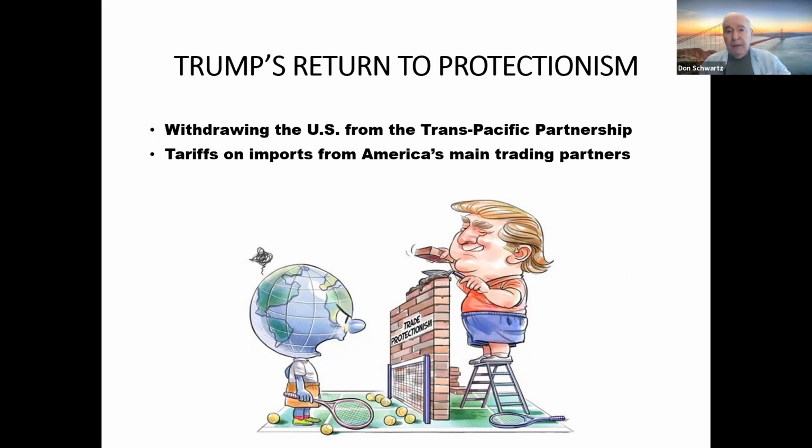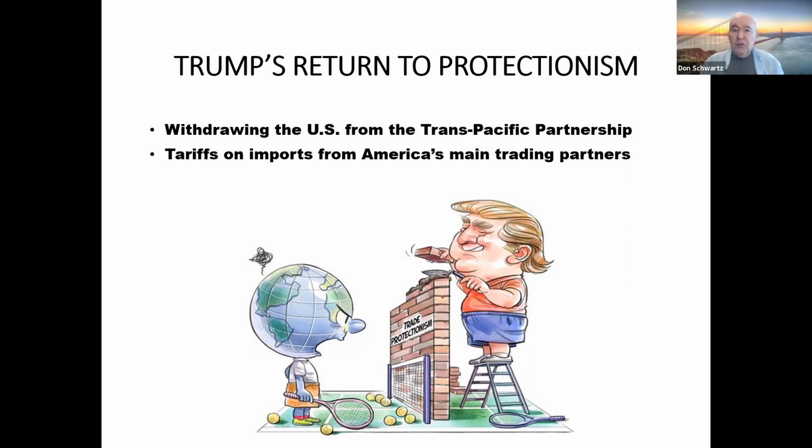Now, the Biden administration has reversed some of Trump's isolationist agenda by re-entering the Paris Climate Accord, by reclaiming membership in the World Health Organization, and with plans to resume the Iran nuclear deal.